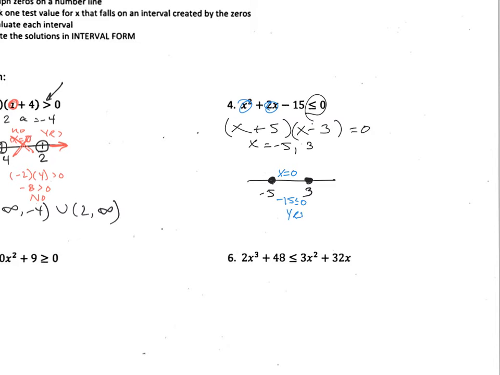Well, yes, that's true. So if this one works, then it goes no, yes, no, and it alternates like that all the way down. So then this as an answer is simply negative 5 to 3. That closed circles give squared off bracket.